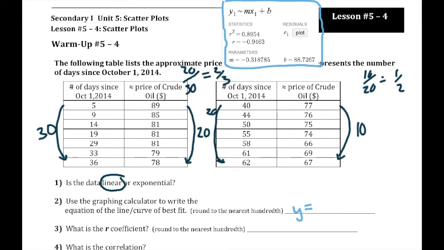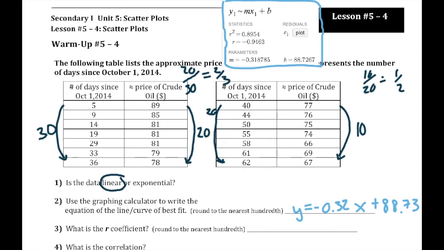and then our slope, nearest hundredth, is 2 decimal places. So it's going to be negative 0.32. And that's going to be multiplied to x. And then we're going to add our y-intercept of 88.73.